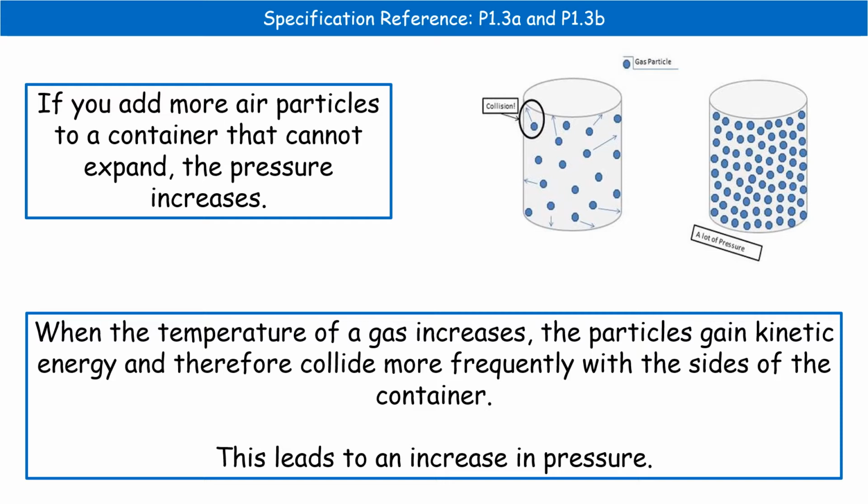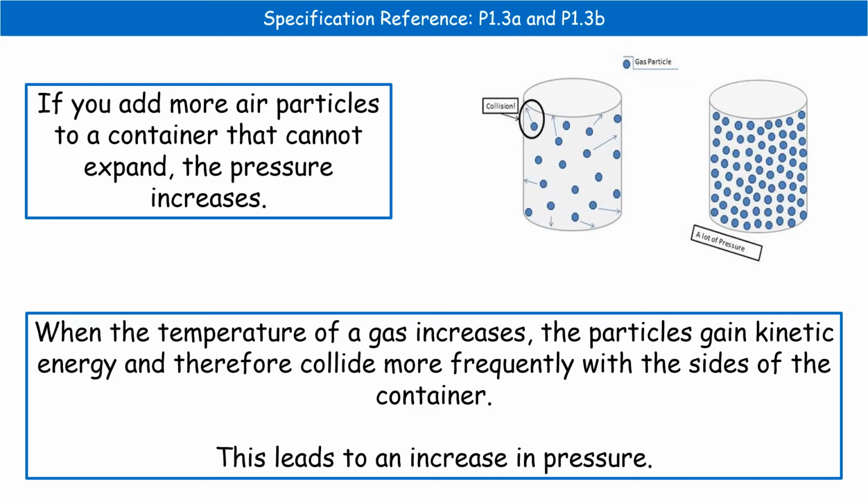If we consider another scenario where we're adding more air particles to a container that can't expand, then what we see is the pressure is going to increase. Now, obviously, if it can't expand, it's going to increase to a certain point and then the item will explode. Hence why you don't do things like increase the pressure inside things like deodorant cans, for example, because if they explode, it's quite messy.